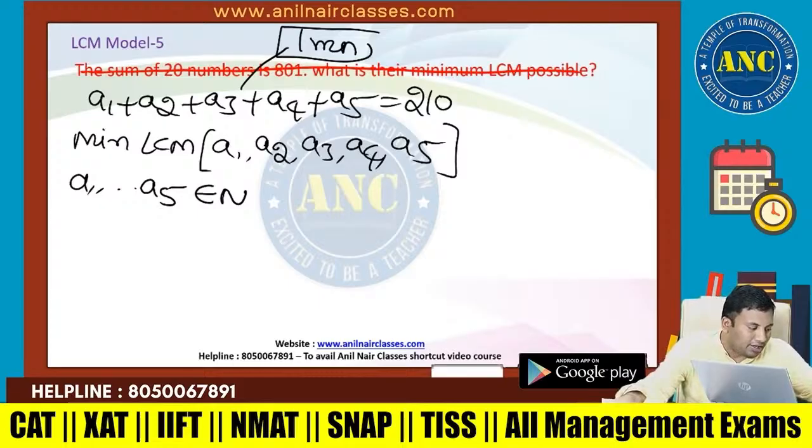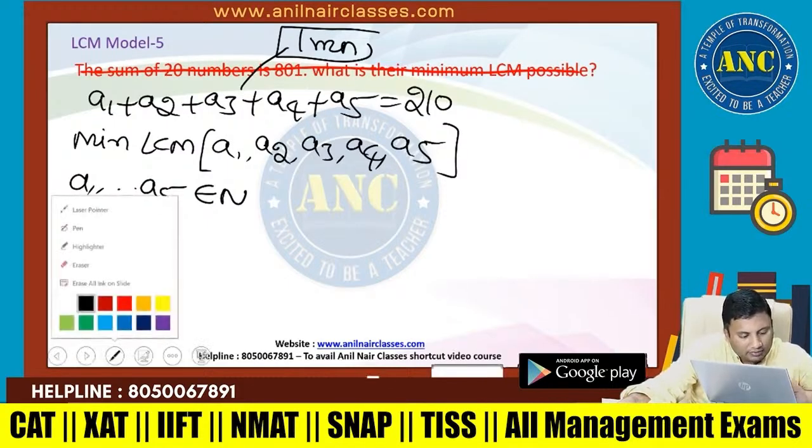A1, A2, A3, A4. Good, I got so many answers. Somebody said 42. Somebody is saying 5. Somebody is saying, right, I think 1 minute, sir.